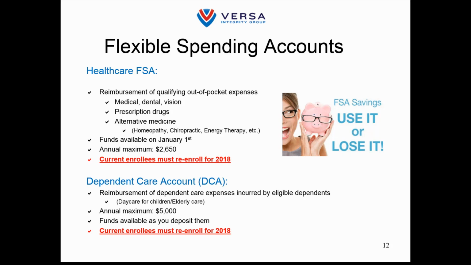Dependent care FSAs allow you to set aside funds to pay for any qualified expenses incurred by eligible dependents, children or elderly. The annual maximum for the dependent care FSA will remain at $5,000, and the funds are available to you as they are deposited throughout the year. You will need to go into Benefits Connect to re-enroll and elect the amount of money you would like to set aside for dependent care too.